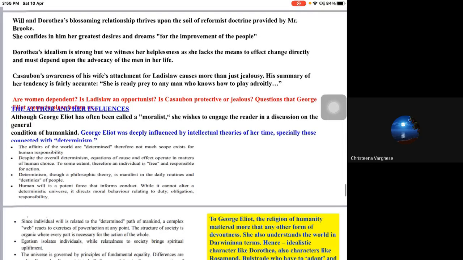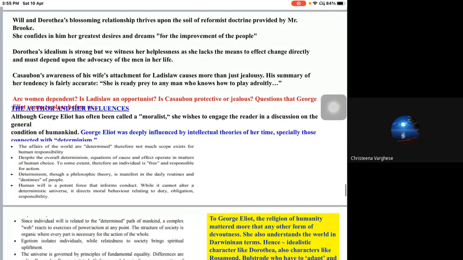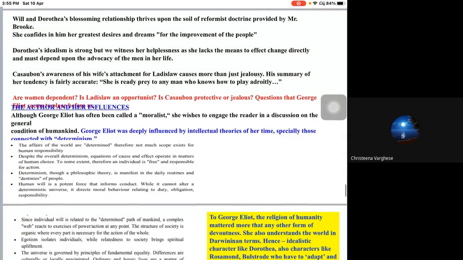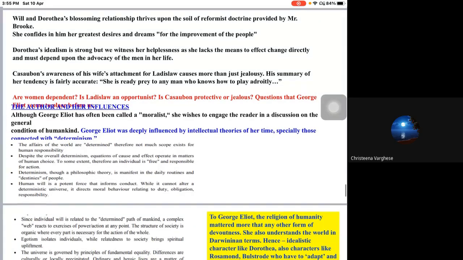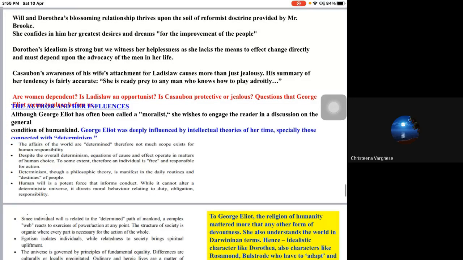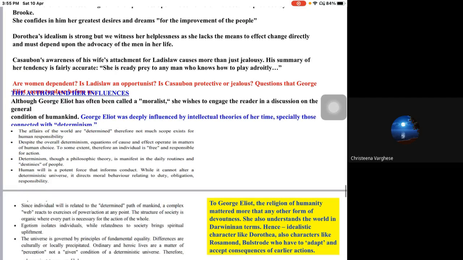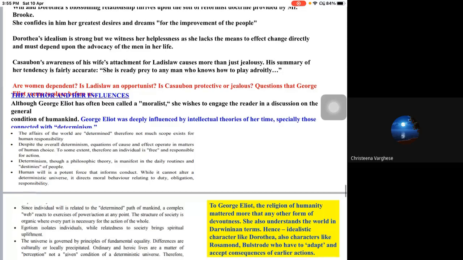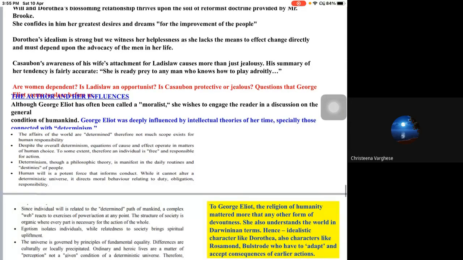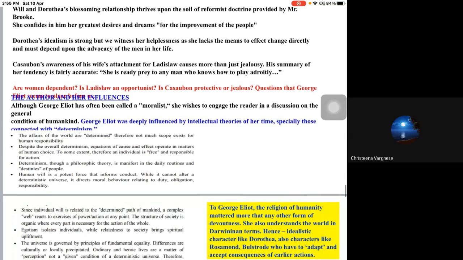Casaubon's awareness of his wife's attachment to Ladislaw causes more than just jealousy. His summary of her tendency is fairly accurate: she's a ready prey to any man who knows how to play adroitly. So this is the way in which Casaubon looks at his wife, that she can be taken advantage of. Are women dependent? This is a question that it raises. Is Ladislaw an opportunist? Is Casaubon protective or jealous? These are questions that George Eliot raises before us.